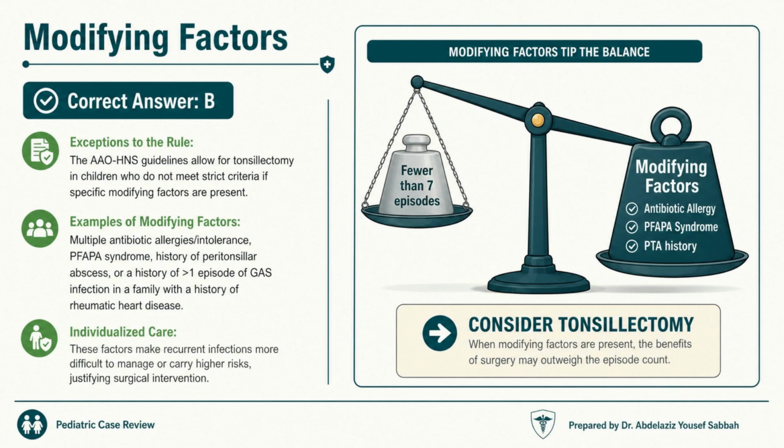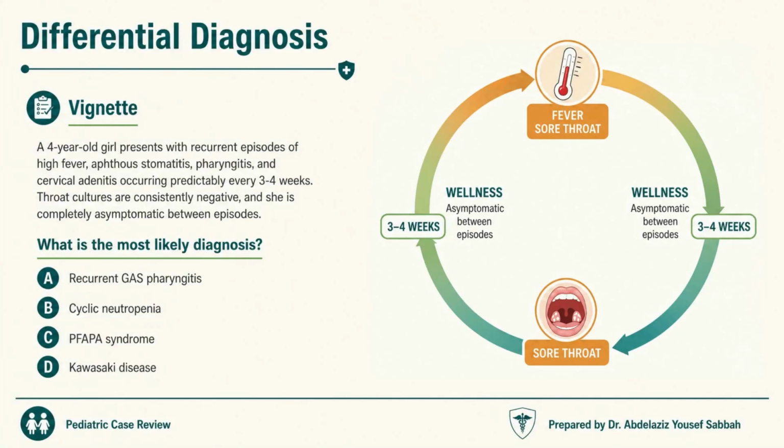This brings us to a common differential diagnosis. Here is a classic differential diagnosis question. A 4-year-old girl presents with recurrent episodes of high fever, aphthous stomatitis, pharyngitis, and cervical adenitis, occurring predictably every 3 to 4 weeks. Throat cultures are consistently negative, and she is completely asymptomatic between episodes. What is the most likely diagnosis?